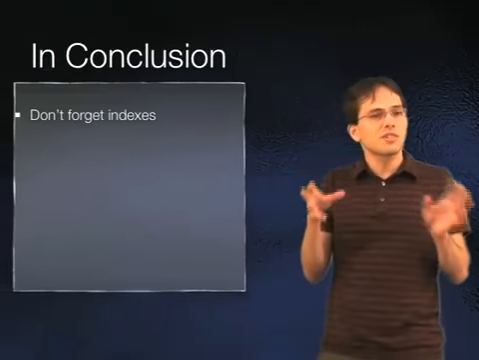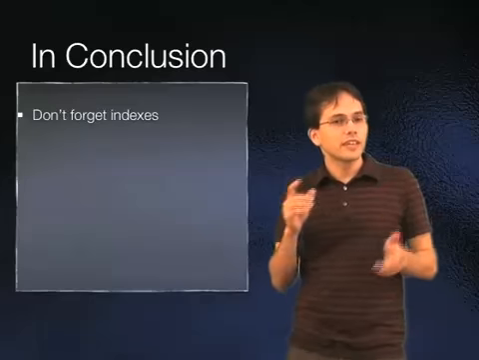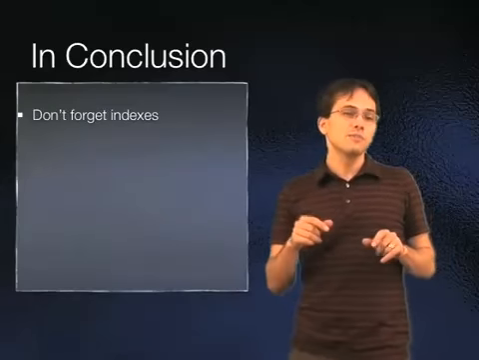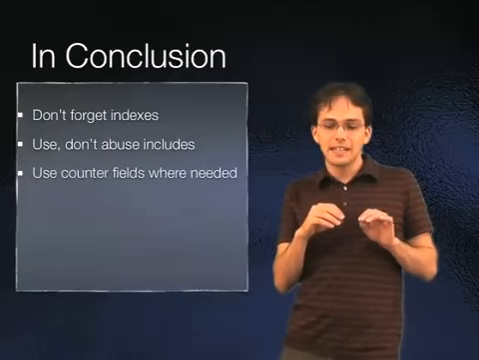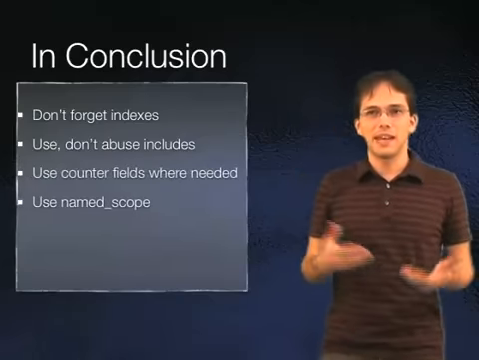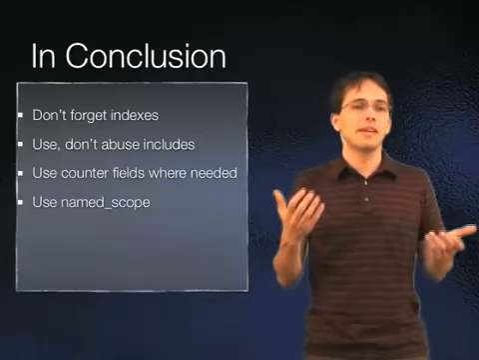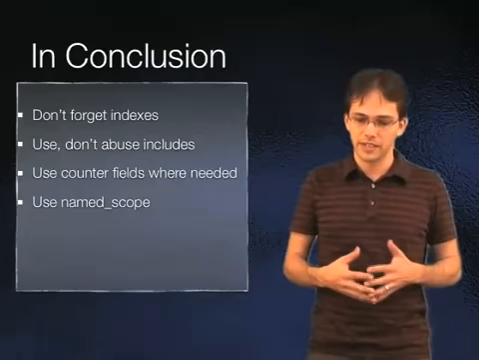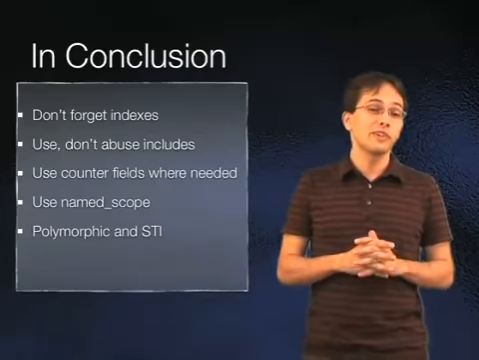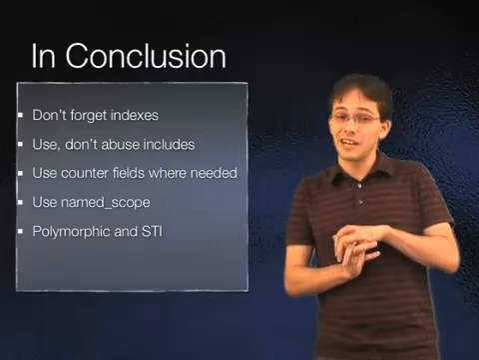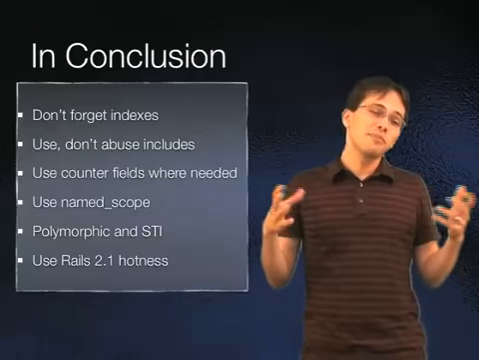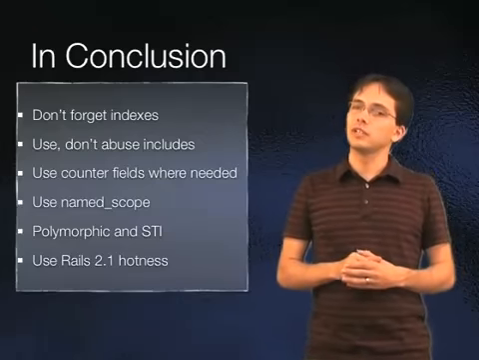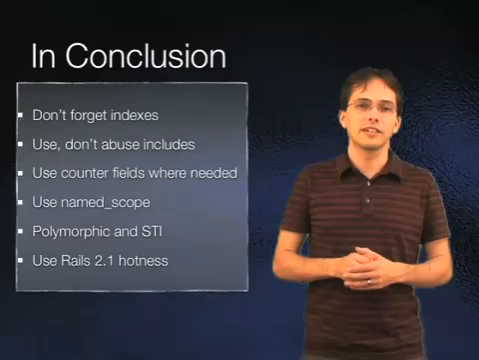Well, that wraps up the first advanced ActiveRecord Envycast. In conclusion, just to go over what we learned, don't forget to use indexes, use but don't abuse includes, use counter fields where needed, use name scope because, man, you saw that. I mean, you can create some amazing readable code with it. Use polymorphic associations and single table inheritance where you need. And lastly, if you can, upgrade to Rails 2.1 because there's some really great stuff you can use in there with ActiveRecord, and I highly recommend it.